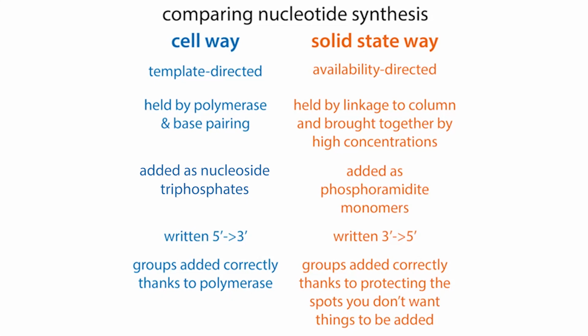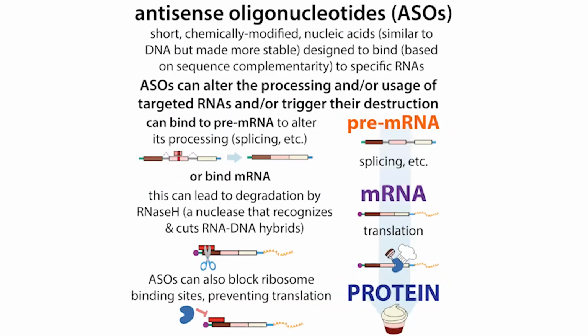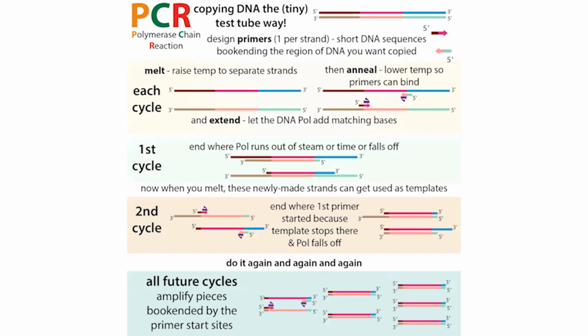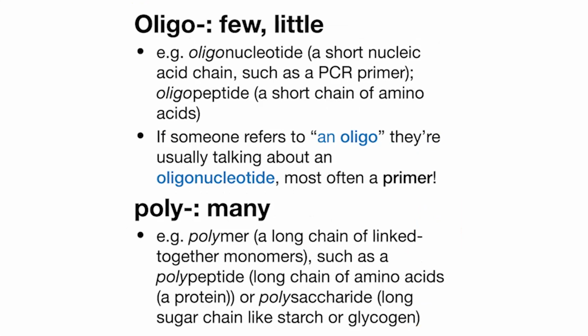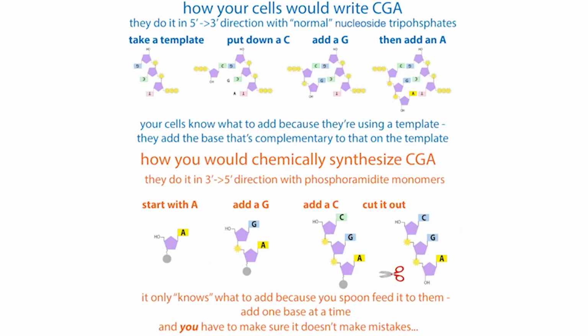Or I guess not nucleotides at first. They're going to be phosphoramidite monomers, and then they kind of turn into nucleotides. But these can be used for things like PCR primers and things like antisense oligonucleotides. So these short sequences, what we call oligonucleotides, are typically made with this solid state synthesis using this phosphoramidite method.